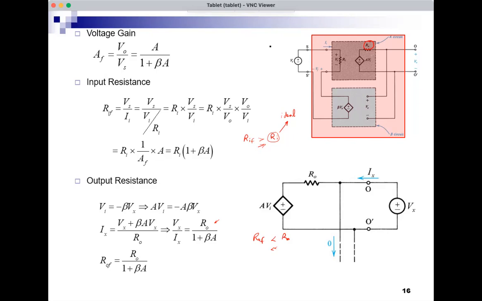And feedback is therefore taking us in the direction of ideal, because it's reducing the output resistance. Because it's reducing the output resistance, it's making it closer to being ideal. So that's also an improvement. This means that feedback improves input resistance and improves the output resistance, in the case of the voltage amplifier, by increasing the input resistance and reducing the output resistance. So again, that's another advantage of using feedback in terms of input and output resistances.